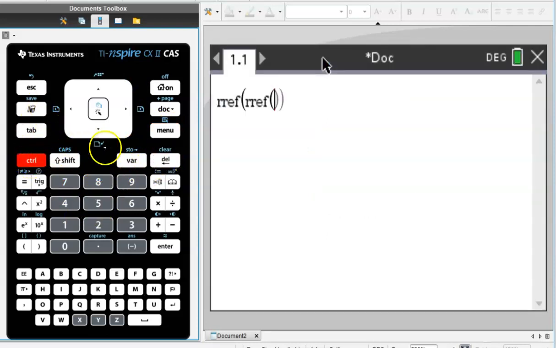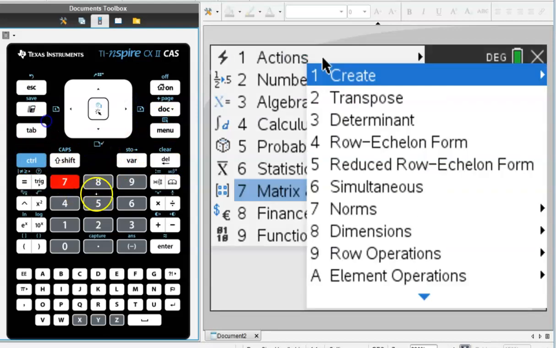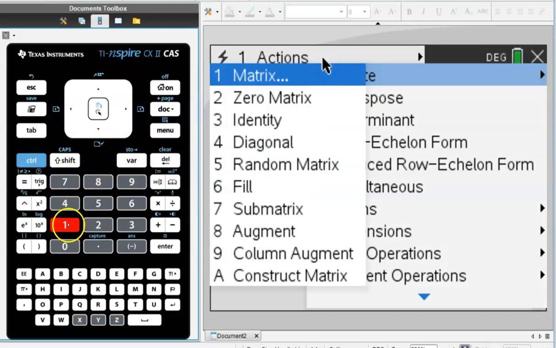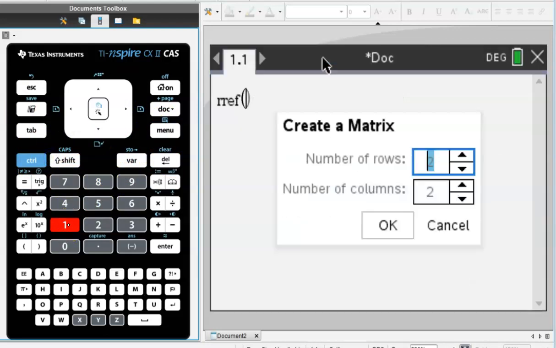Let me try that again. Menu 7, 5, menu 7, 1, 1. So that's the keystroke that will allow us to create a matrix. And this little command back here on the screen, this is what's going to do the row operations for us. I'm not going to get into the specifics with that now.